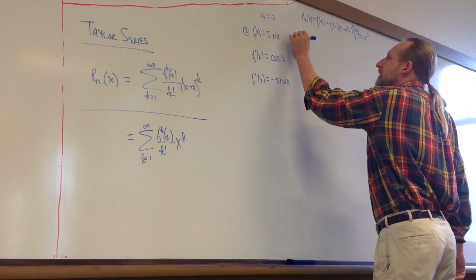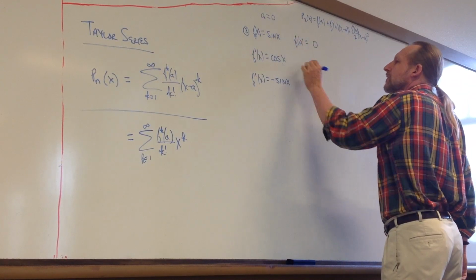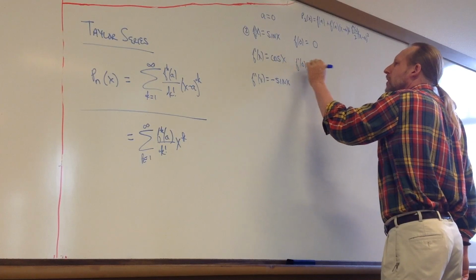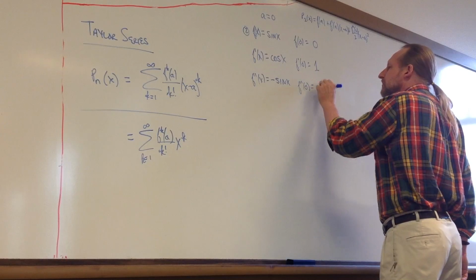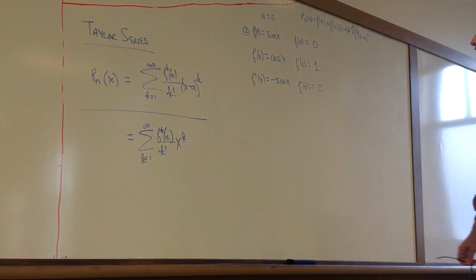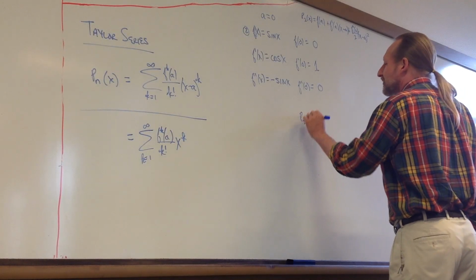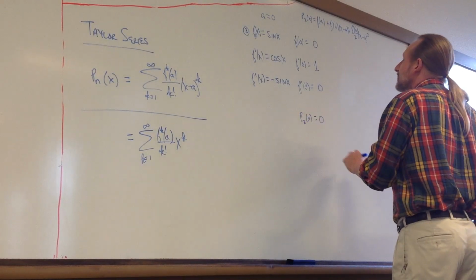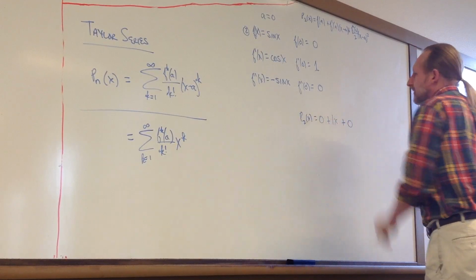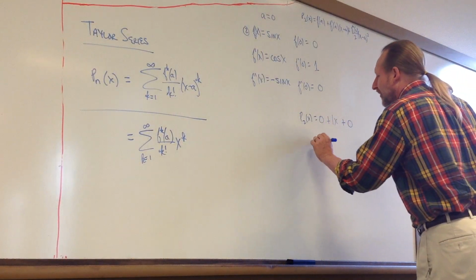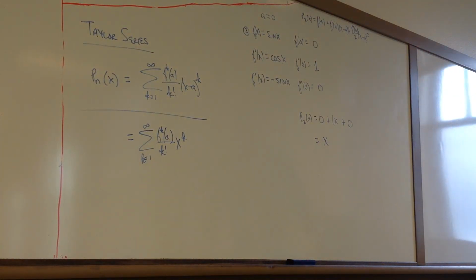Now let's evaluate these. f of 0, let's see, sine of 0 is 0. Cosine of 0 is 1. And negative sine of 0 is 0 again. So this one is actually kind of boring because what we get for this p2 of x is equal to 0 plus 1x plus 0 again. And so our fantastic approximating polynomial is just y equals x.